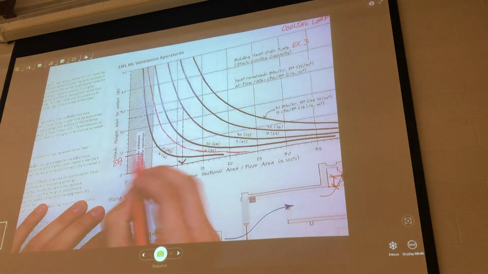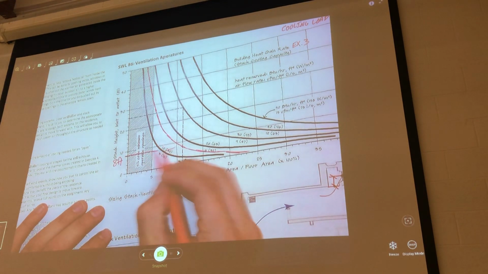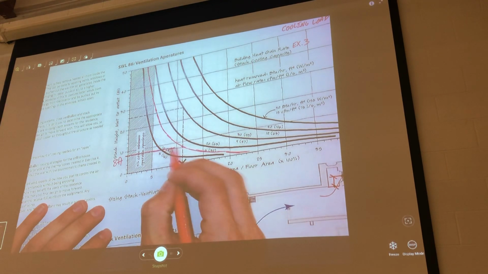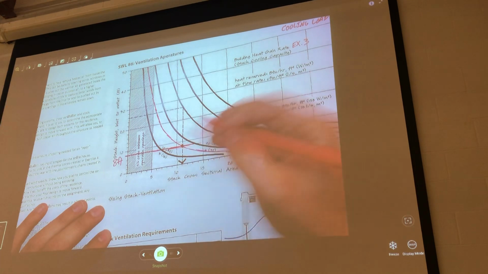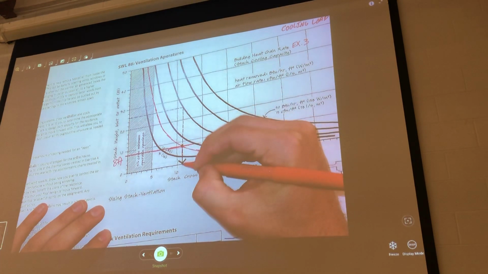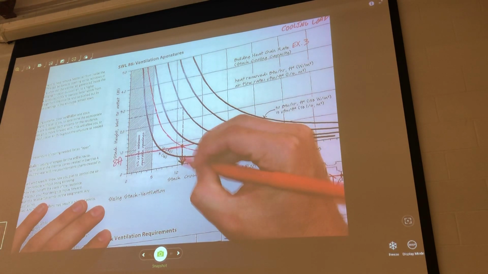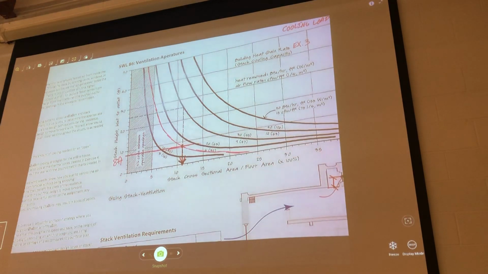We draw a line all the way across until we intersect our other line, right about here, and it comes straight down, and that gives us our overall percent compared to our floor area, our cross-sectional area.